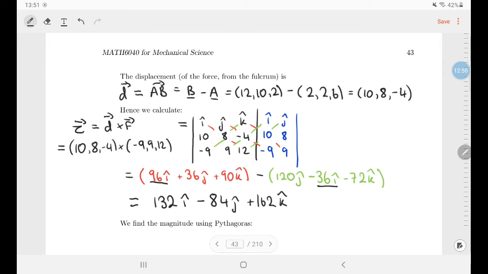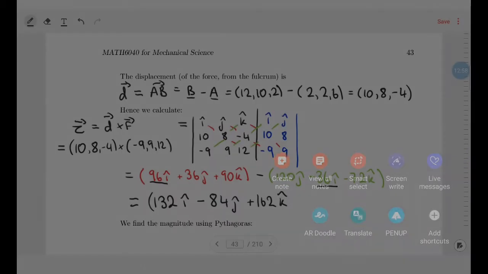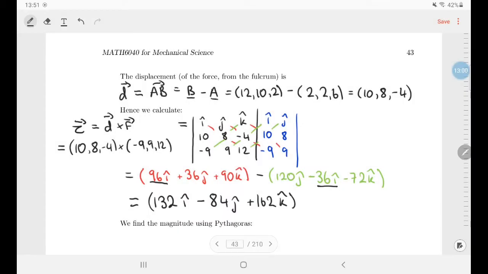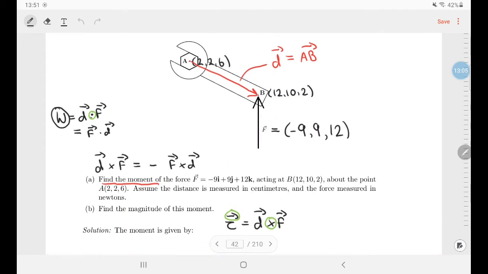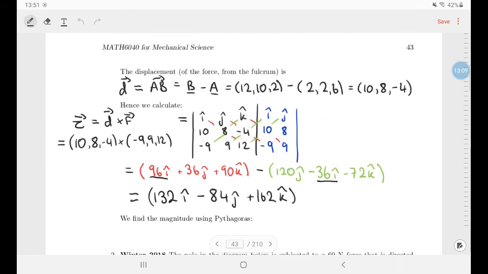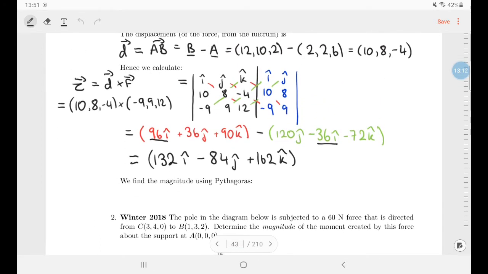Now, how about units? Get the units of the force and multiply them by the units of the distance. It works the same way. So the units are newtons and centimeters. I wouldn't mess around changing this. You could change it to 1.32i minus 0.84j plus 1.62k newton meters, which would be joules, but look, there's no real need there.